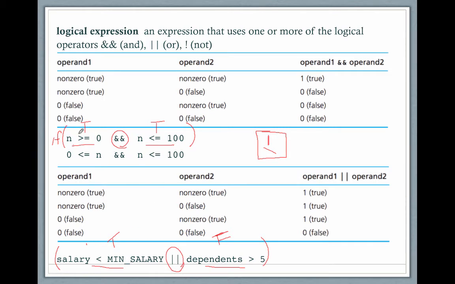In addition, you're not limited on both sides of your logical and by using the same variable on both sides. For example, here we're comparing the variable n, where down here you're comparing a variable salary and a variable dependents. So this is saying that if either the salary is less than the minimum salary or dependents are greater than 5, then this entire expression would evaluate to true, usually used in an if condition as well, or an else if, which we haven't gotten to yet.